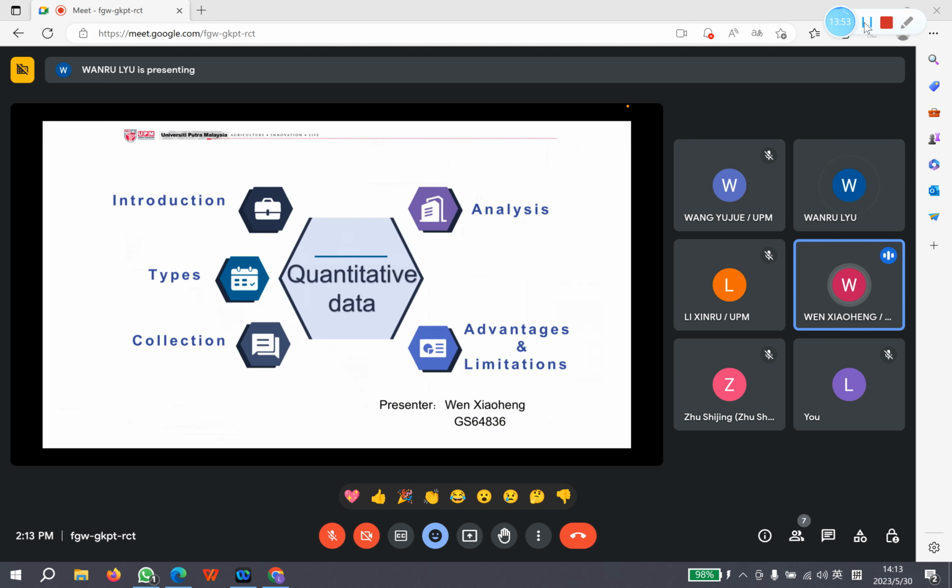Next page, please. My name is Wen Xiaoheng, and my talk is about quantitative data, and I'll present it within 5 parts: introduction, types, collection and analysis of quantitative data, and advantages and limitations of it. So first of all, let's begin with what is quantitative data. Next page, please.